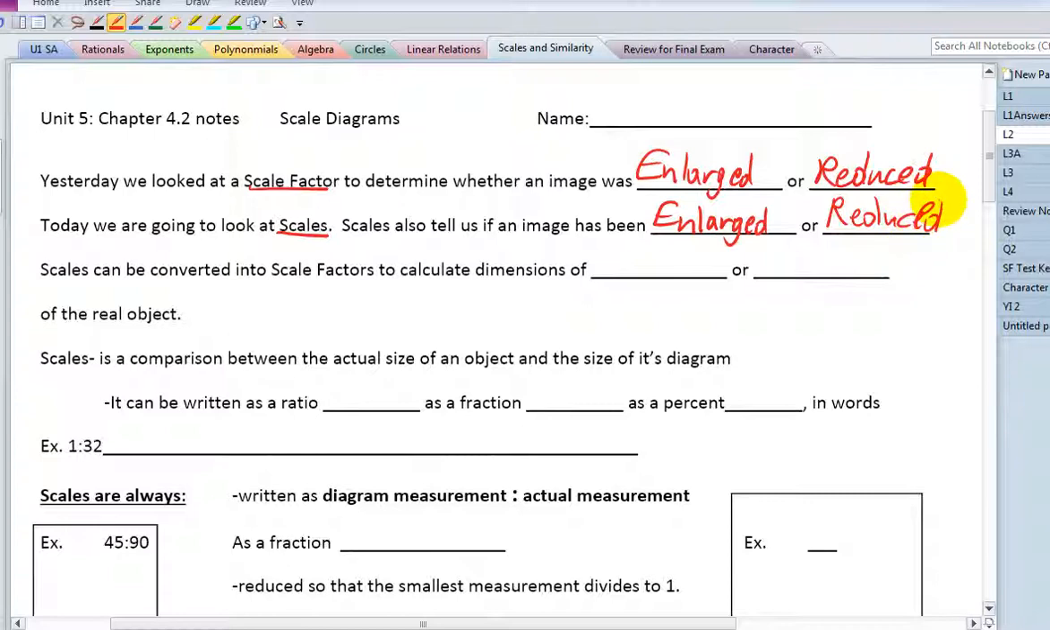So scales can be converted to scale factors to calculate dimensions of the diagram or the actual object, or actual size of the real object.